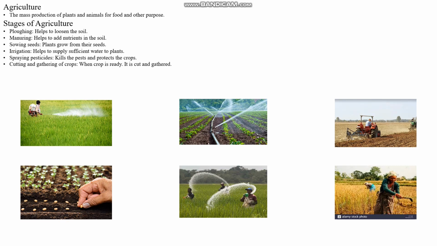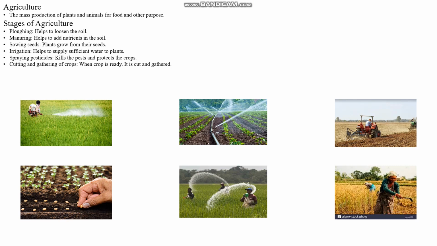The first is plowing of the soil. Plow means to dig, and when plowing is done, it helps to loosen the soil. The next is manuring. Manuring means to add manure and fertilizers to the soil. When manures and fertilizers are added to the soil, it enriches the soil. Next, sowing seeds. After the seeds are sown, plants grow from their seeds.